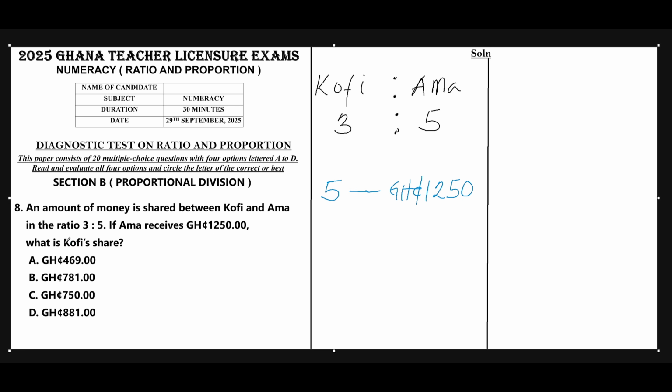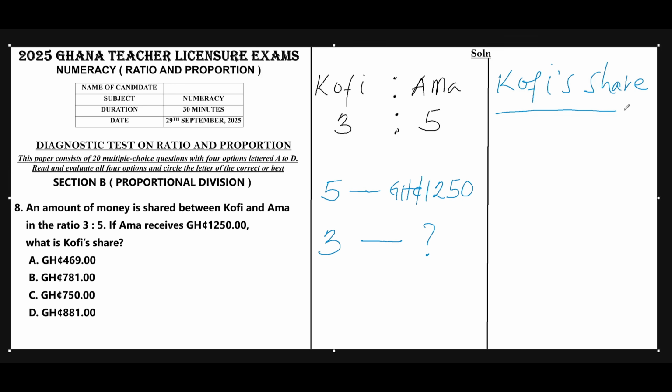But what are we looking for? We are looking for Kofi's share. So if Ama's ratio, which is 5, is giving us 1,250 Ghana cedis, then Kofi's ratio, which is 3, must also give us Kofi's share of the money. So we are looking for Kofi's share.